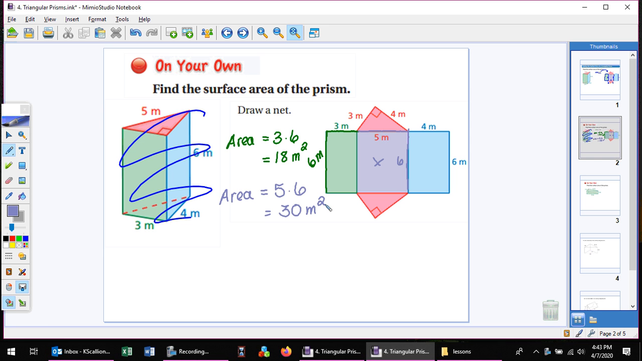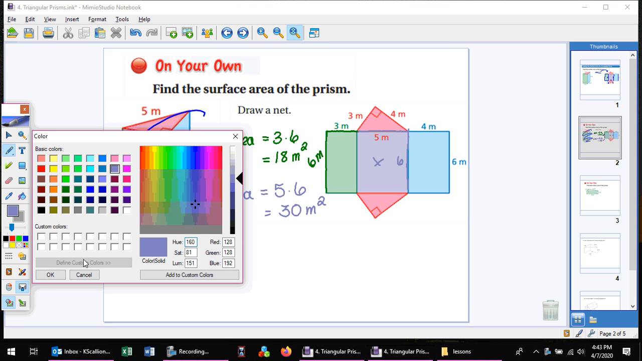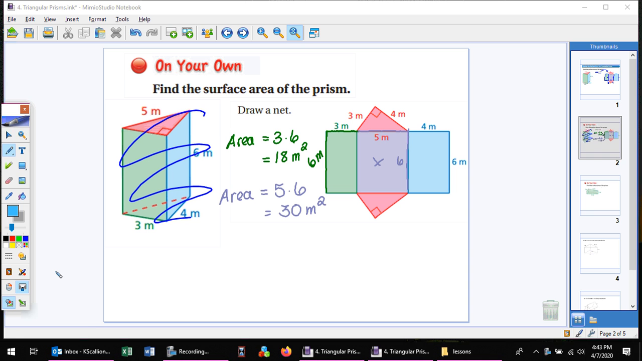Now we're going to the light blue section. For this blue section right here, the area will be 4 by 6, the length of 4, the width of 6. It doesn't really matter in what order; with multiplying, you can do it backwards or forwards. So that's going to be 24 meters squared.